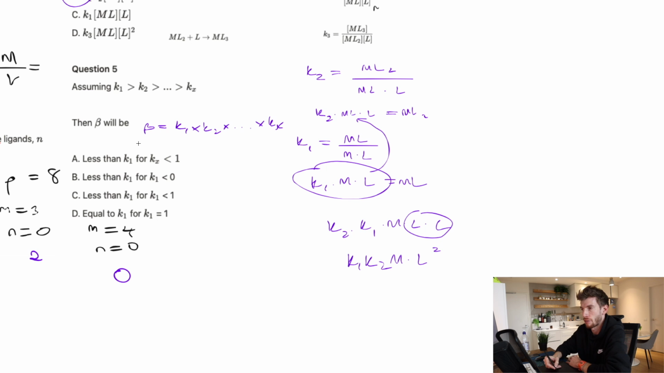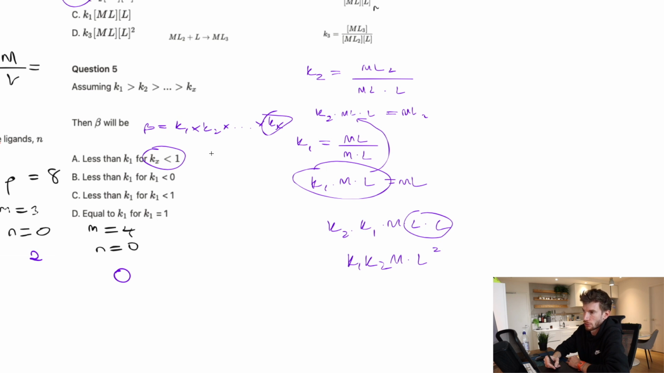So I would test the theory on each of these. Is beta going to be less than K1 when Kx is greater than 1? Kx is the smallest of all of them because K1 is greater than K2, which is greater than, and so on. So it implies Kx is the smallest one. That means if Kx is less than 1, K1 could still be greater than 1. It could be 2, it could be 5, it could be 10 million, any number.